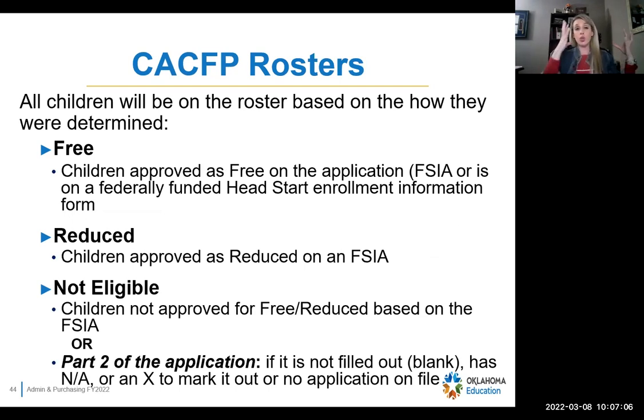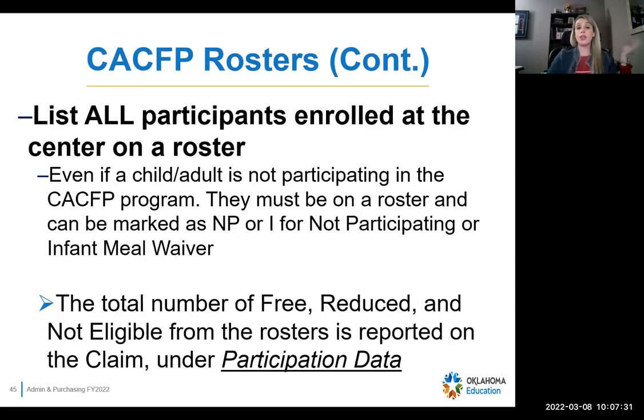So at the end of that, when you take your applications and you're going to put them on a roster, you put all your free kids on the free roster, all your reduced kids on the reduced roster, and anybody that did not send in an application or did not qualify based on the amount of money they make, or don't have SNAP, TANF, FDPIR, they are not eligible. And that's how you claim. So at the end of the month, if they participated at least one day that month in a meal, then you mark that they were there, and that's how you claim. You take the total of the free, the total of the reduced, and the total of the paid.